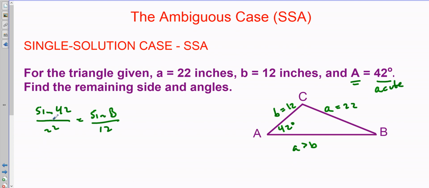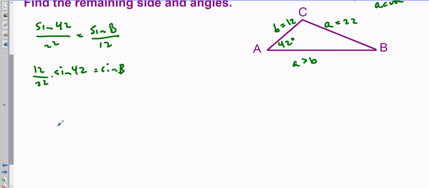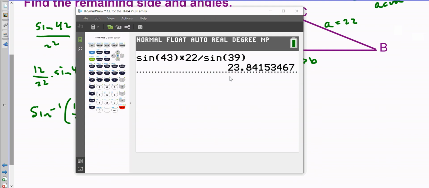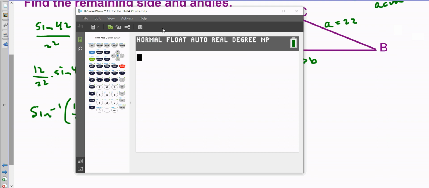To do that, we're going to cross multiply. So we have 12 over 22 times the sine of 42, and that equals the sine of B. In order to solve for B, we're going to use the inverse sine. So the inverse sine of 12 over 22 times sine of 42 is going to give us the measure of angle B. You're going to take out your handy dandy little calculators and let's see what this is going to equal.